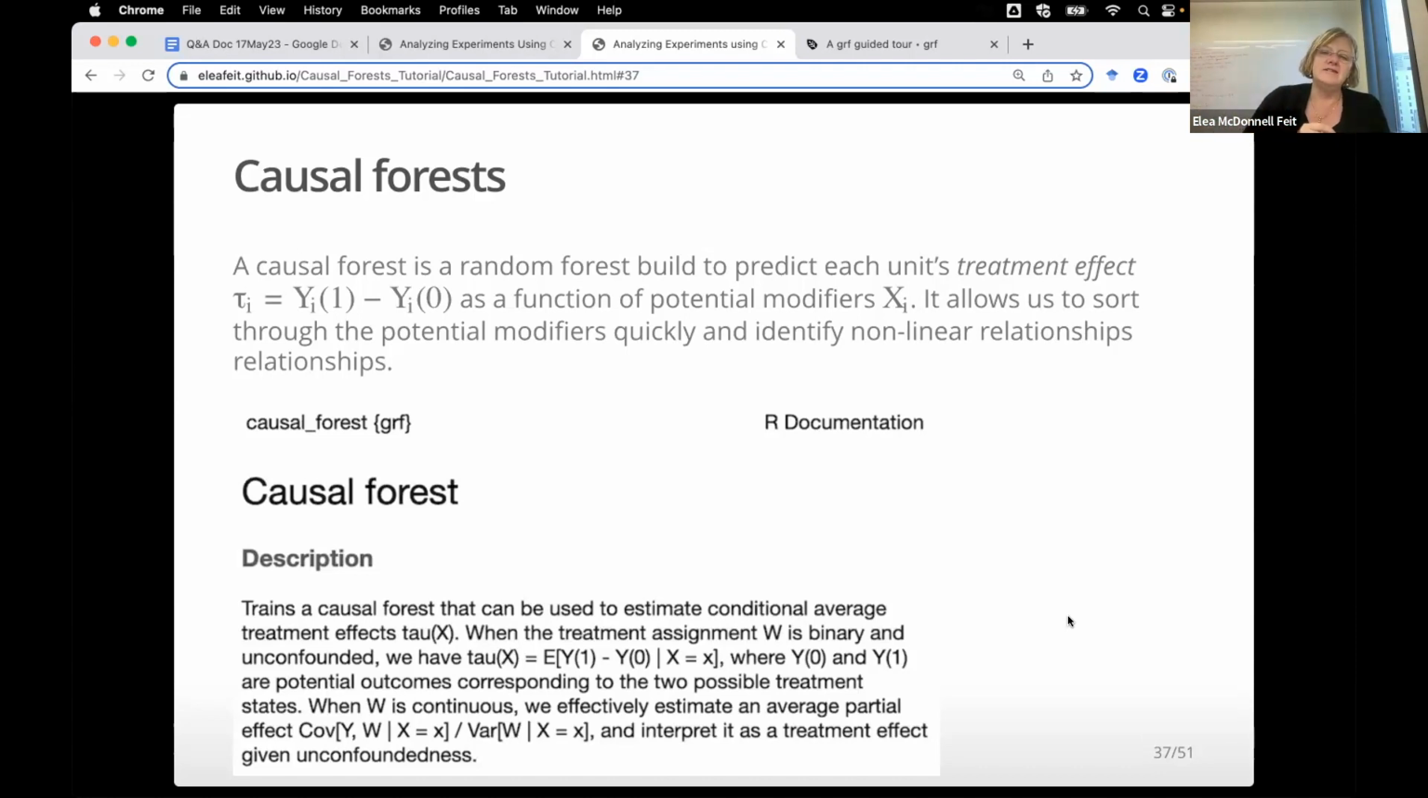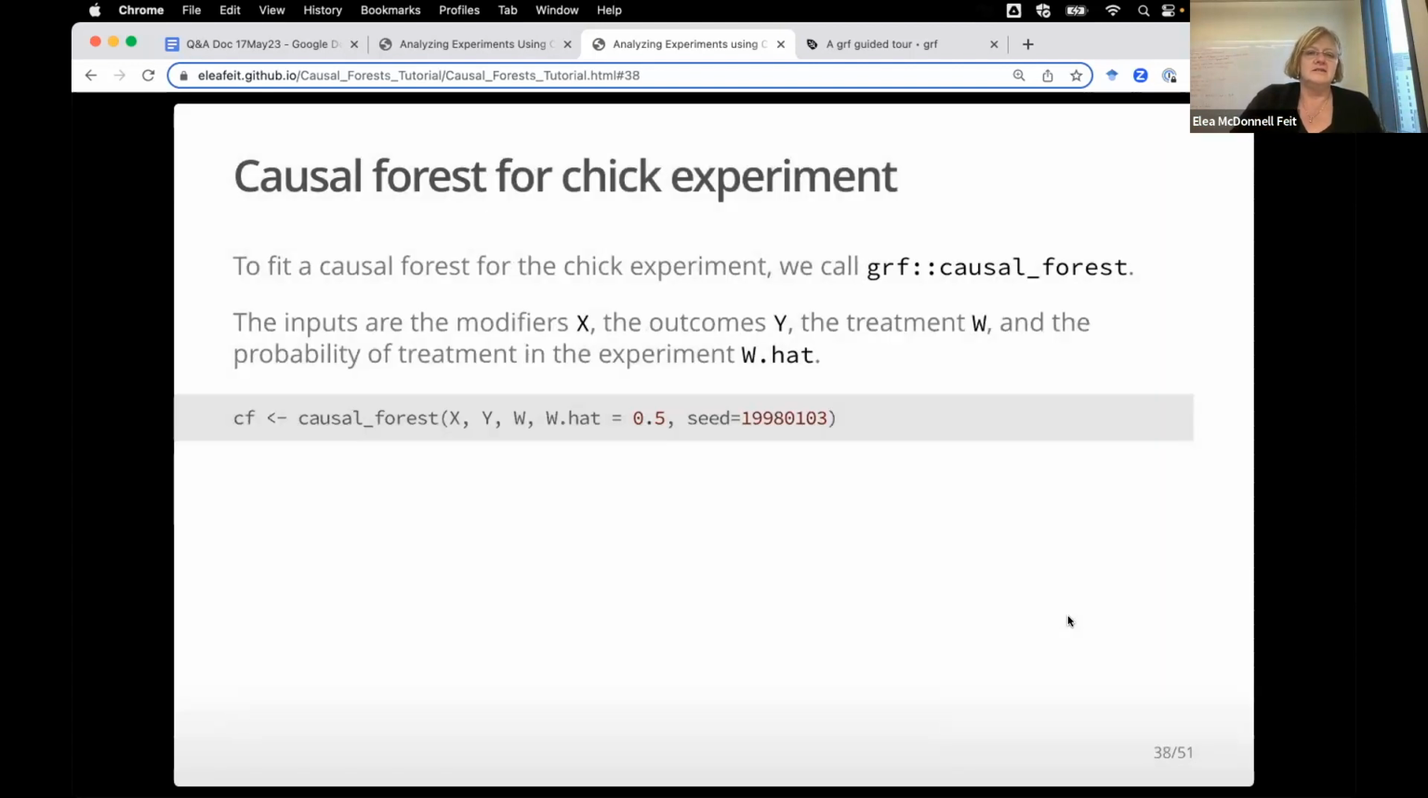So we're going to take a random forest, and instead of building a random forest to predict the outcome, we're going to build a random forest to predict the treatment effect. And that's what's going to allow us to sort through all those potential modifiers and figure out, like, we'll have these trees that tell us if this, this, and this, then the treatment effect is bigger. And if this, this, and this, then the treatment effect is smaller. So let's do that.